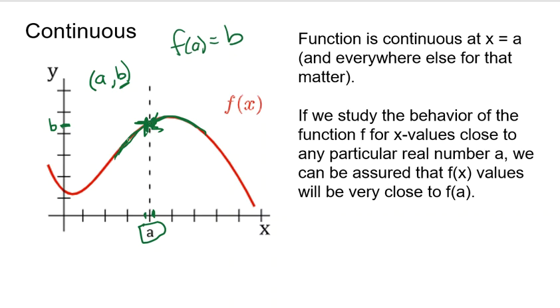There is a value as we get closer and closer from the left, we're approaching that same value. As we get closer and closer from the right, we're approaching that same value. All those three things are happening, and that is why we are continuous at x equals a.